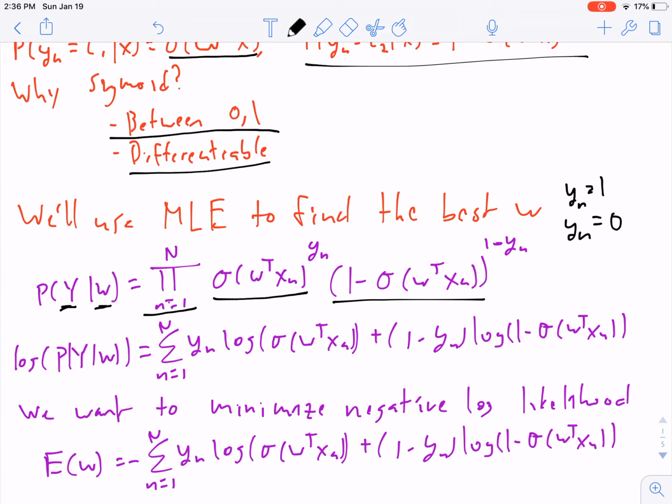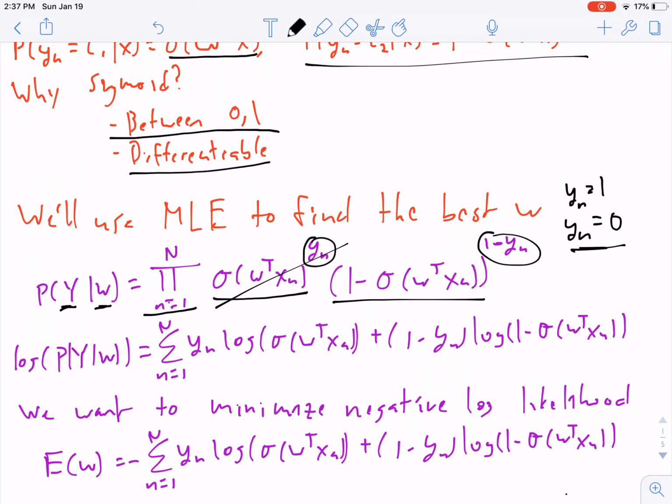However, if the nth point is in the second class, then we have y_n equals 0. So the exponent on the first term will be 0, so this first term will just be 1. And then the exponent on the second term will be 1. So we'll just end up with this probability right here, which is what our model would say is the probability that the nth point is in class 2, which is what y_n equals 0 denotes.